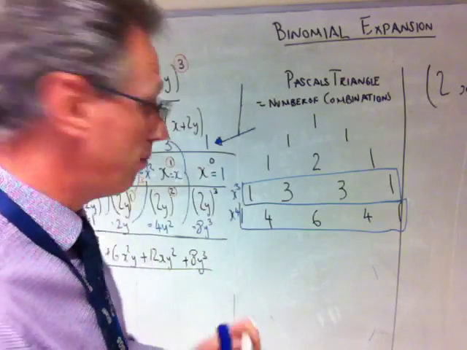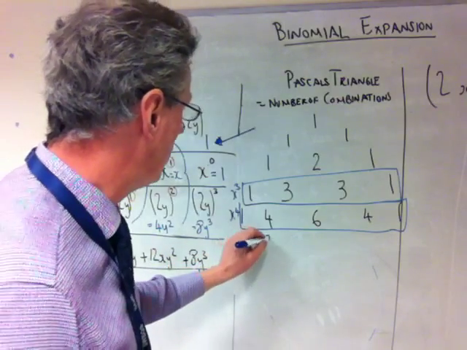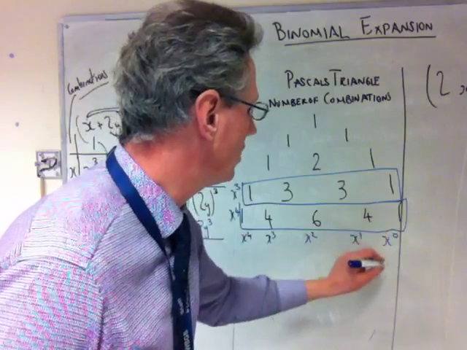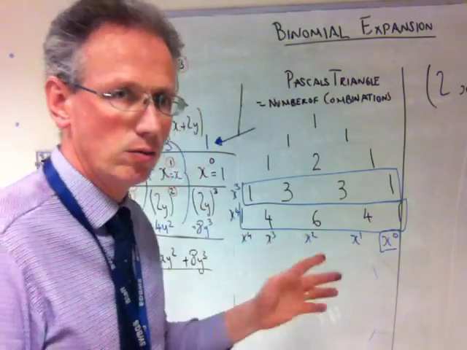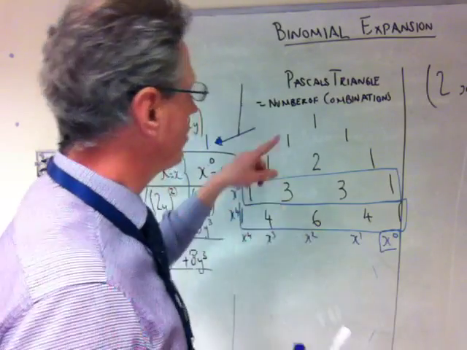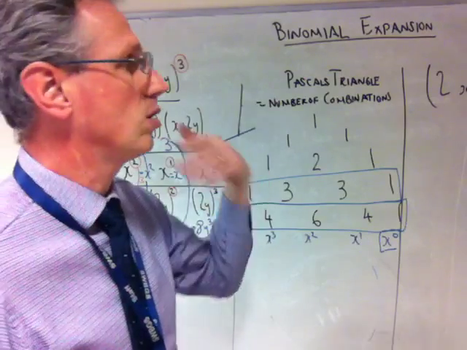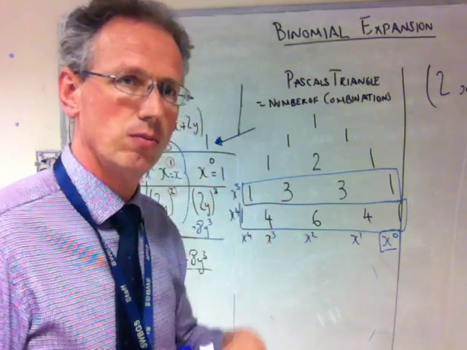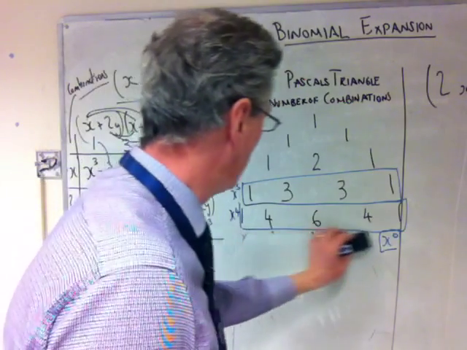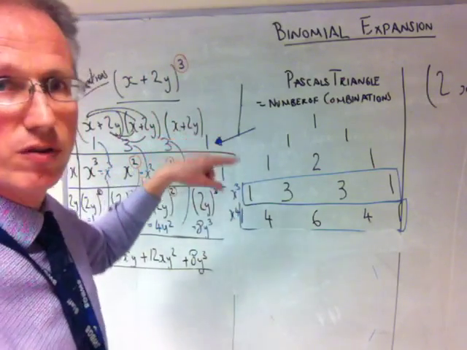Very simple. If you were writing your table, we'd have x to the power 4, but then we have to remember we always have x to the power 0 at the end, and that will make a little bit more sense when we look at the next example. So when you have something to the power 3, you have 4 terms. When you have something to the power 4, you have 5 terms, and it's important that you remember that. Okay, so we could use Pascal's triangle to help us identify the number of combinations.